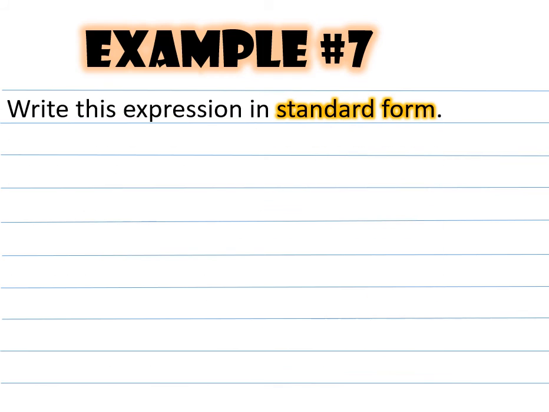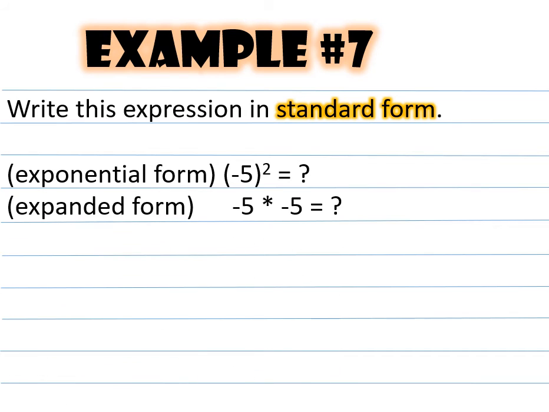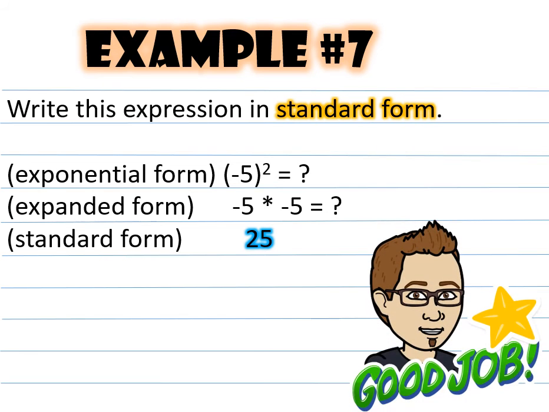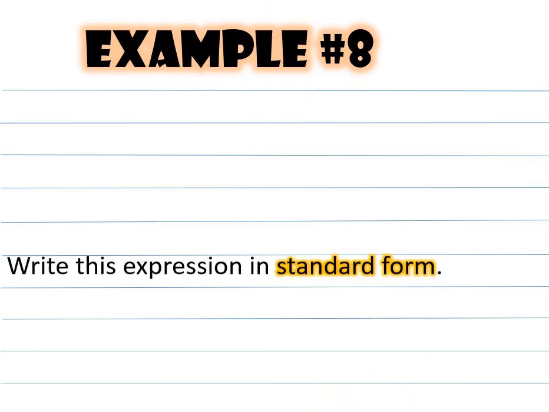Example number 7. Write this expression in standard form. -5 to the second power. In expanded form, that would be -5 times -5. Well, a negative times a negative is a positive, which makes our answer positive 25. Good job.